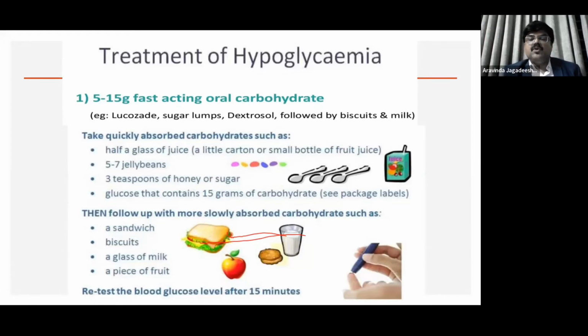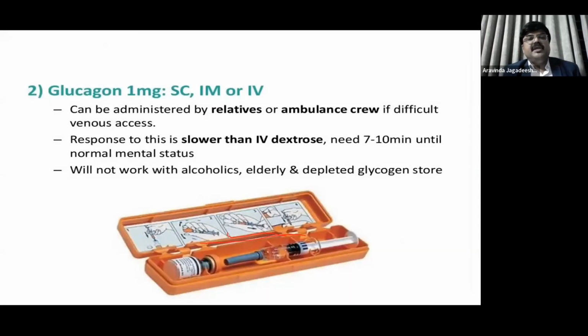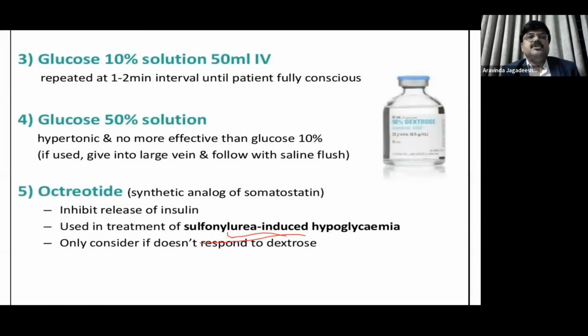Retest the blood glucose after 15 minutes. Even if it is still low, then you can give glucagon. It can be given subcutaneous, intramuscular, or intravenous. However, kindly note this will not work with alcoholics, the elderly, and people with depleted glycogen stores. Then if the conscious level continues to be low, you can infuse 10% glucose solution. If not, then go for 50% solution.